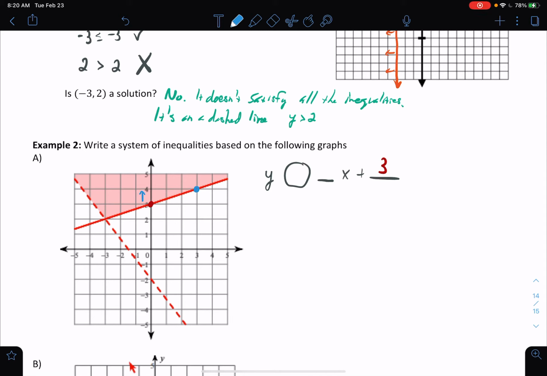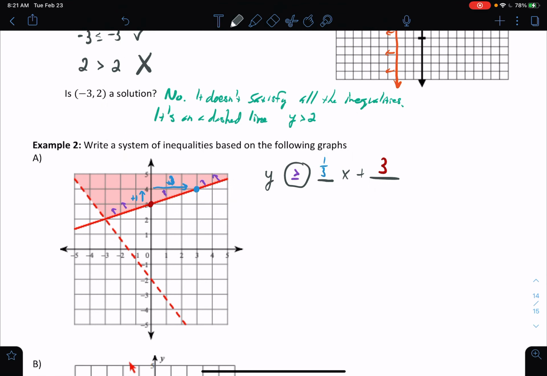I'm going to go up 1, to the right 1, 2, 3, to the right 3. So my slope is 1/3. And notice how we shade above our solid boundary line. Since we shade above, that means y is going to be greater than or equal to 1/3 x plus 3. So that's our first one.